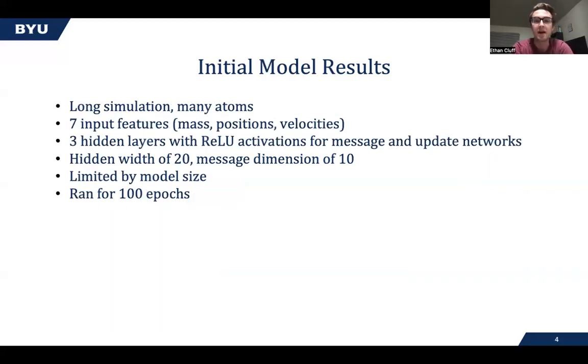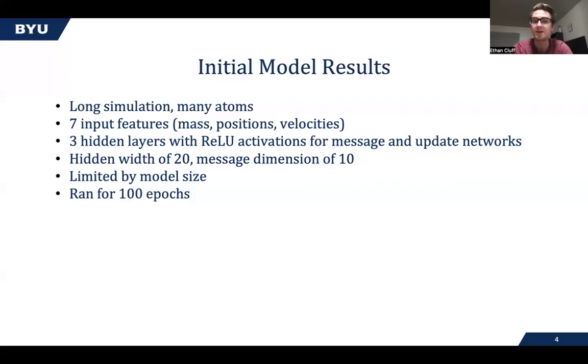So initially, I generated a model. The biggest problem is that it's a long simulation and there are lots of atoms in these models. And each atom itself has 7 input features, which include its mass, all of the X, Y, and Z position, as well as the X, Y, and Z velocities, which are all generated on each time step. And then there is a neural network that is used to approximate the forces on those atoms. These neural networks consist of a message network and an update network, I'll call them. Each had 3 hidden layers with ReLU activations. The hidden layers themselves had a width of 20, and then the message that was passed between atoms had a dimension of 10, so 10 elements.